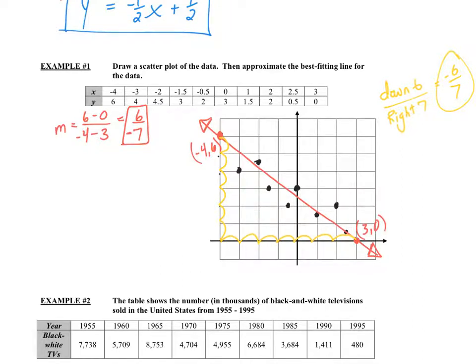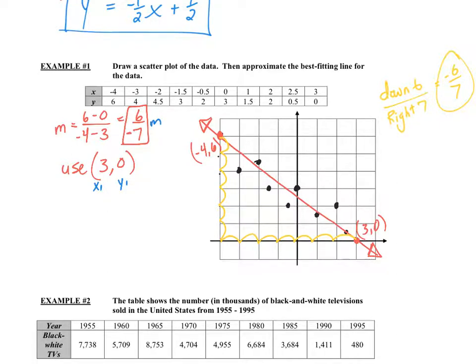Then we pick a point. Pick one of the points to use. So we can either use -4, 6, or 3, 0. I'm going to use 3, 0, because those numbers are a little bit easier to use for me. A little easier than -4, 6. So we have x1, y1, and m.